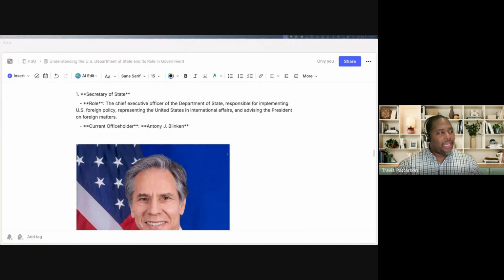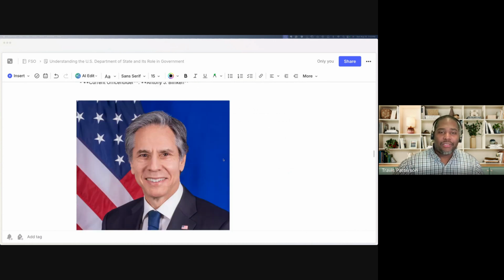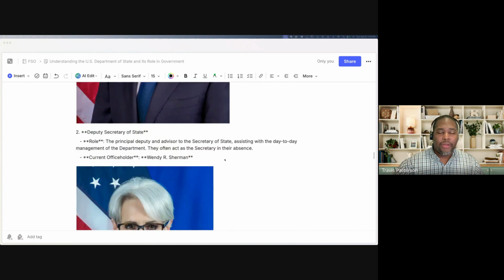The Chief Executive Officer of the Department of State, responsible for implementing U.S. foreign policy, representing the United States in international affairs, and advising the President on foreign matters. There he is. Great smile. Great guy.